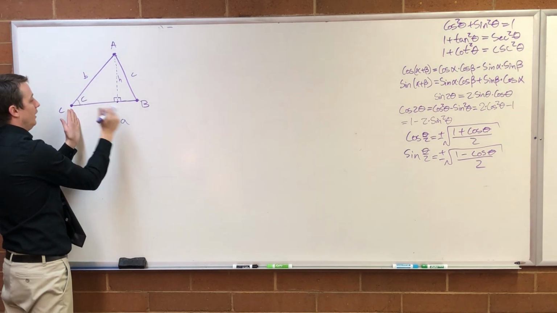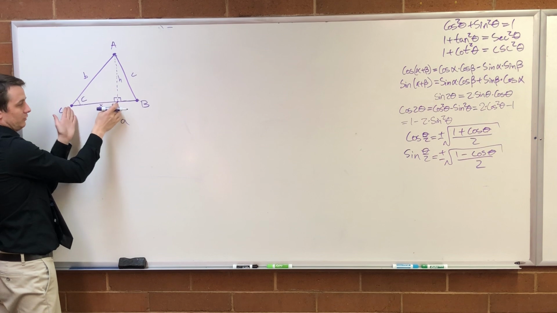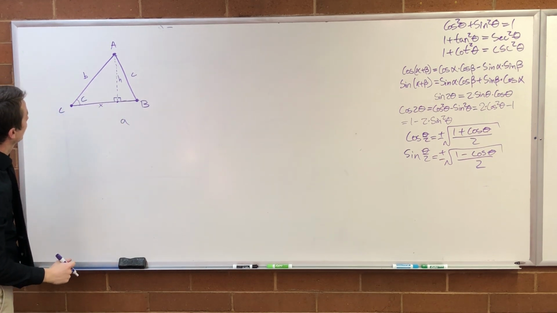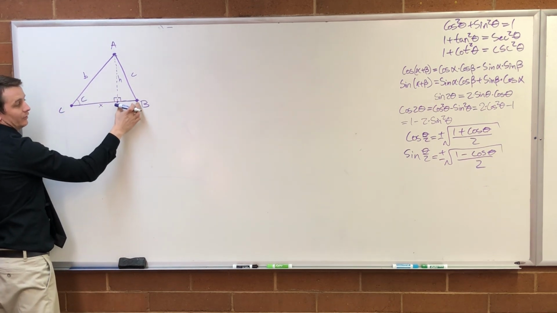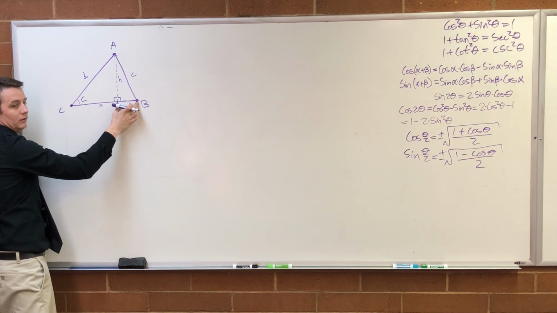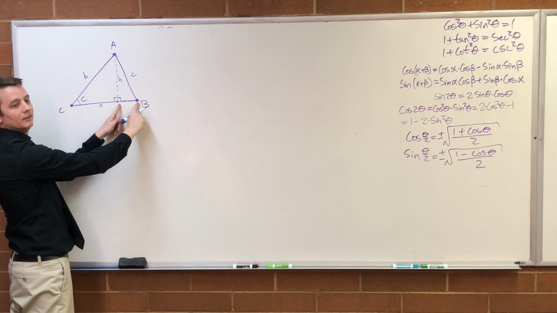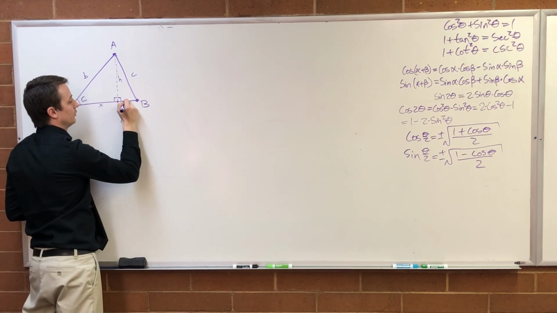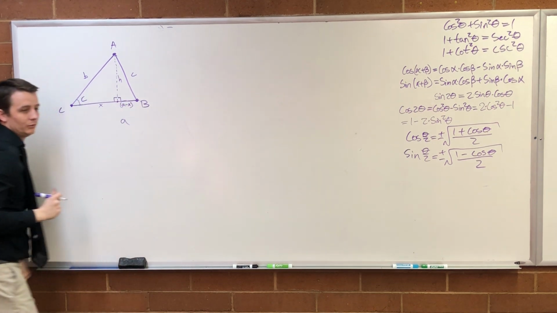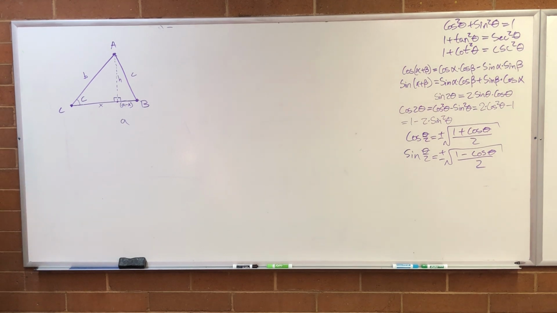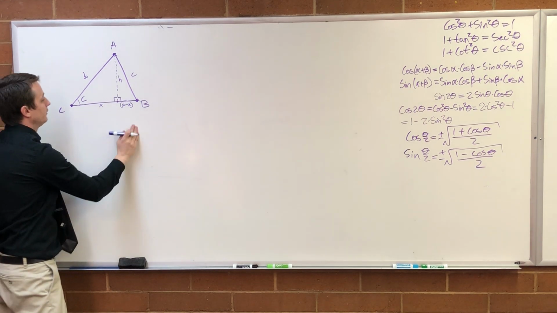A is the whole thing. I'm just going to call this portion right here X, just because it's a distance on the X-axis. And notice that this little distance right here then is what? If this is A and this is X, it's A minus X. Perfect. So this distance right here is A minus X. Everyone follow that? Okay, so now I'm going to use the Pythagorean theorem twice.